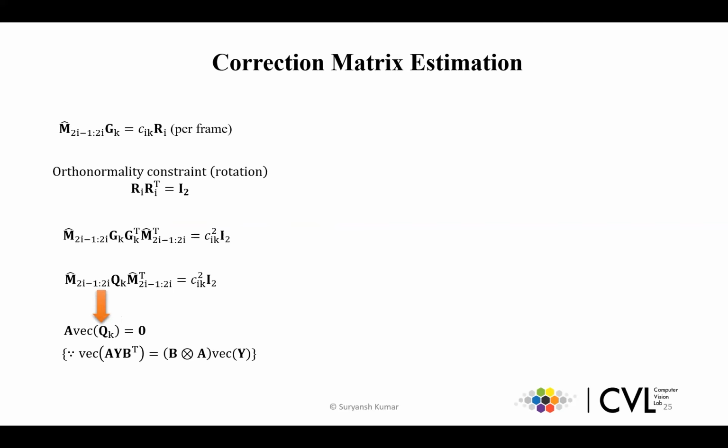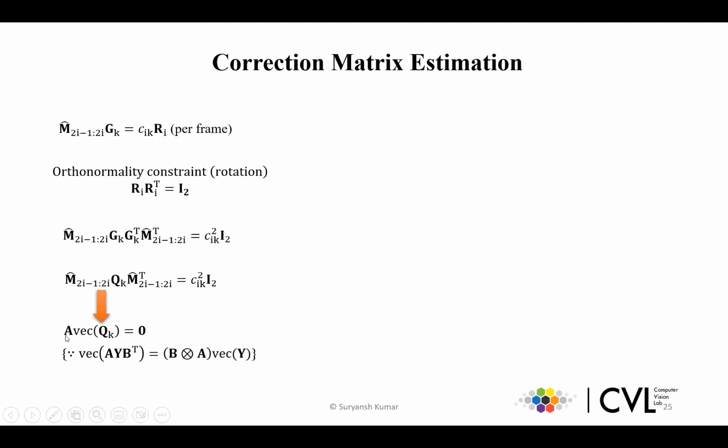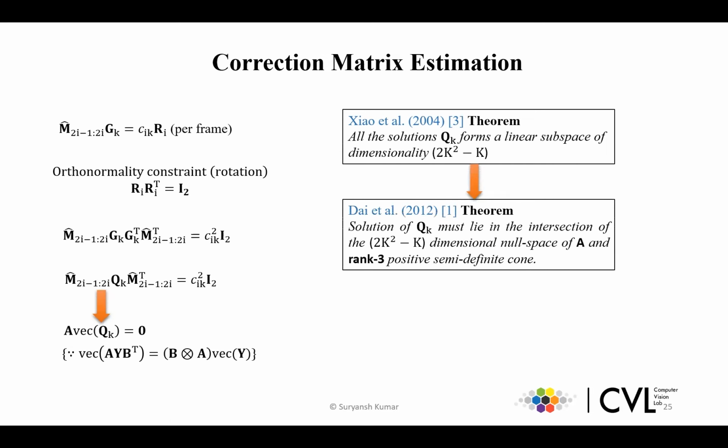I'm just skipping the derivation here, but this tells you that the solution of QK lies in the null space of A. That's a constraint. And then there was a theory in 2004. They derived that the solution to QK should lie in this linear subspace. This is the linear subspace of this dimension. I'm skipping the theory.